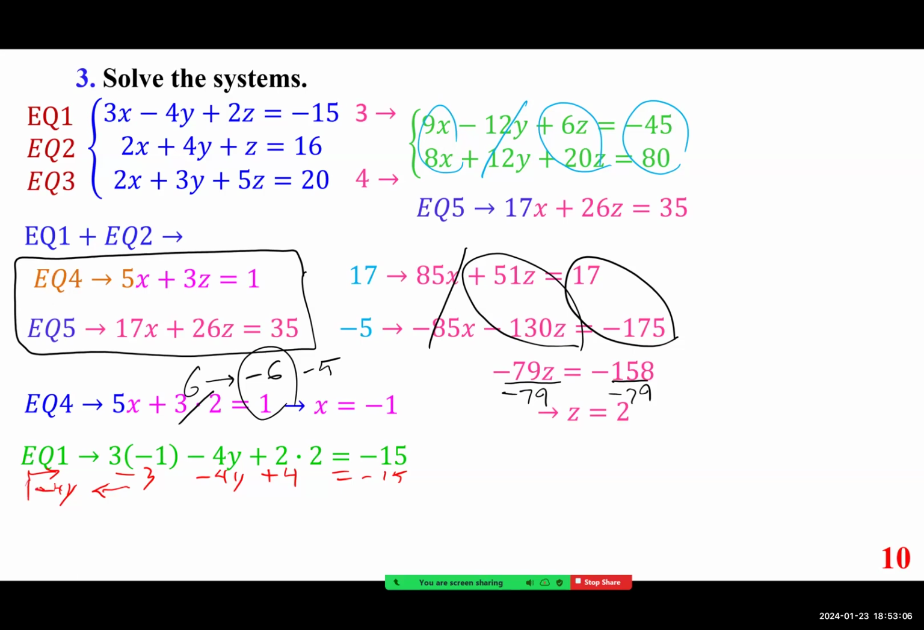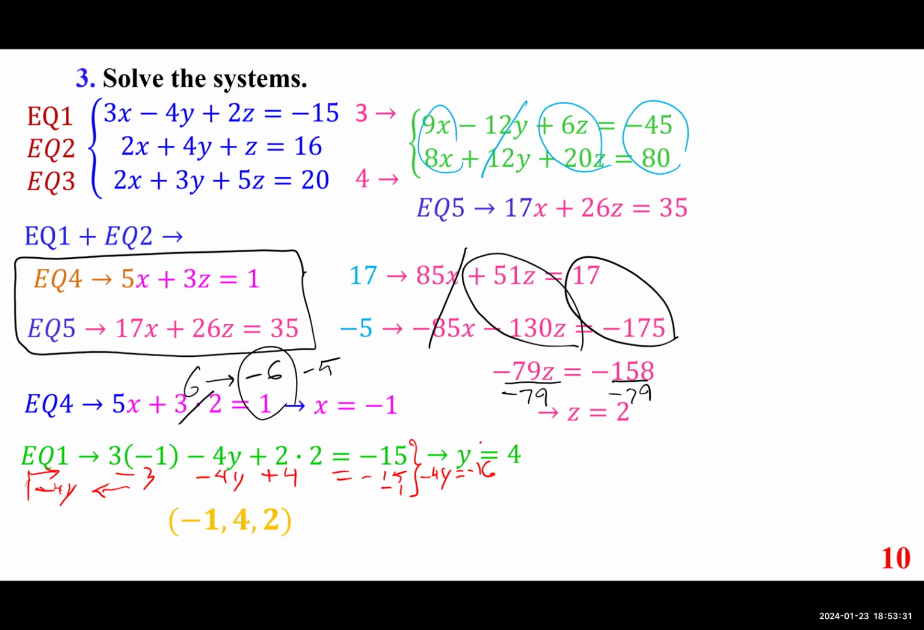So when I move it to the other side, it becomes negative 1, and therefore minus 4y is negative 16, and y becomes positive 4. And that's the answer. And it's important to write it in this manner so it makes it easy to see x, y, z. And we're done, okay?